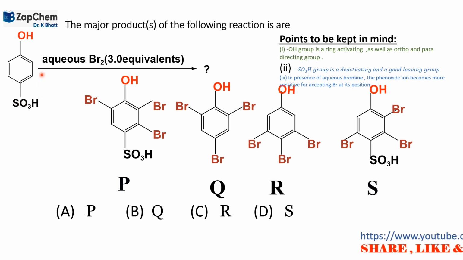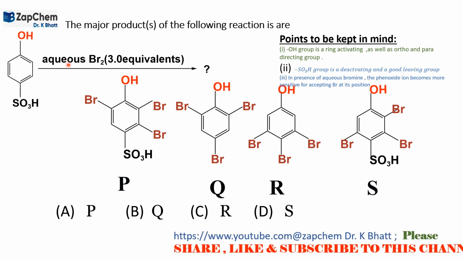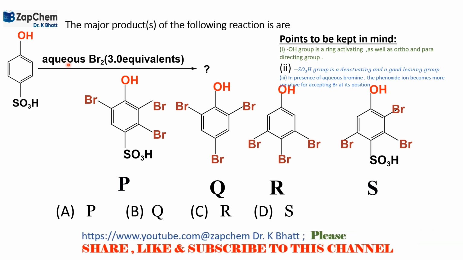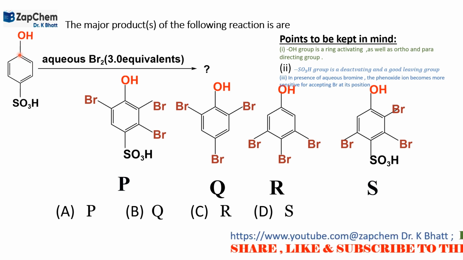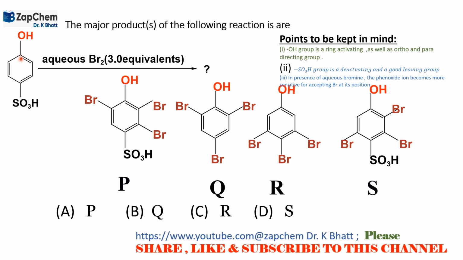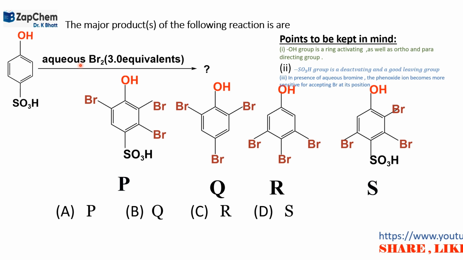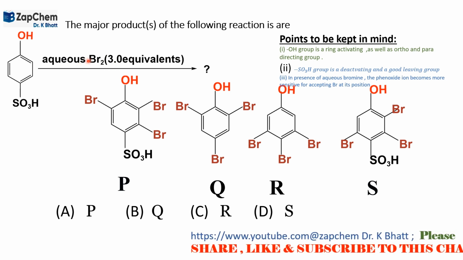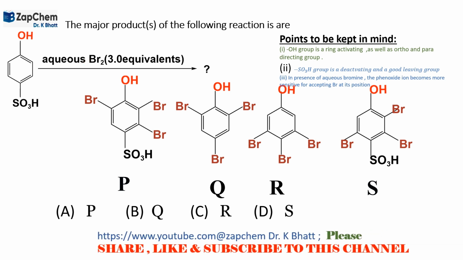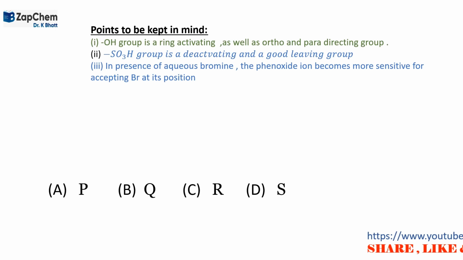Now, when it is treated with bromine in aqueous state, that is aqueous solution, what happens is that the OH group becomes extremely active. You get phenoxide when treated with aqueous bromine. And being ortho and para directing, you get certain products. So let us see how the reaction takes place. The reaction can be represented this way.